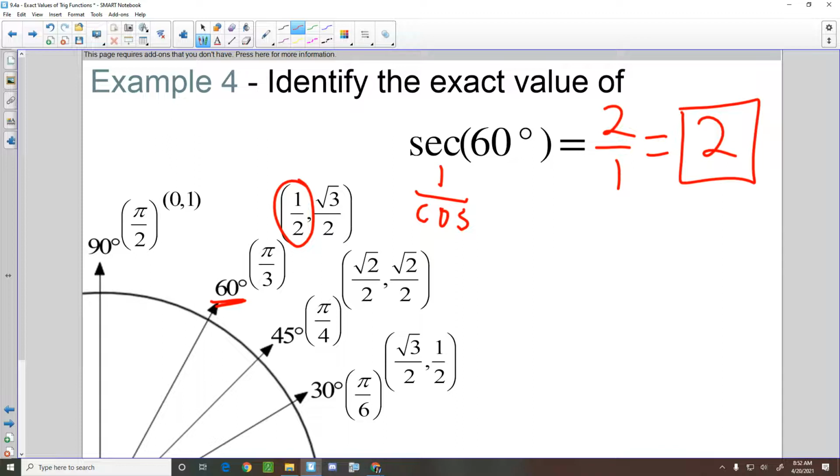Do you see how this isn't really a new thing for you to learn necessarily? You're just flipping what you already know from the unit circle. It's already there for you.